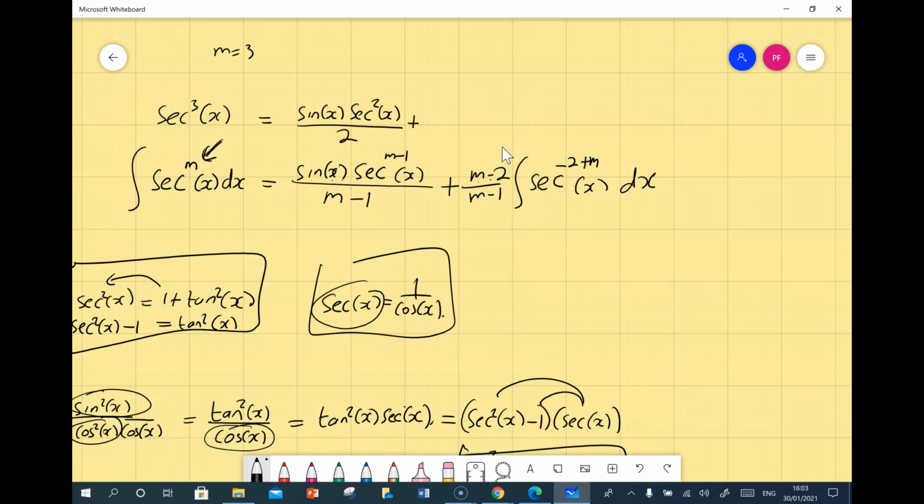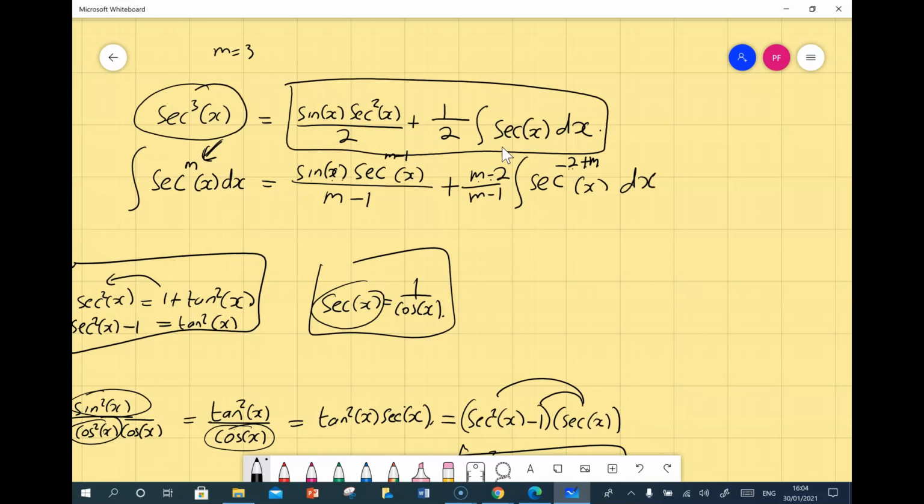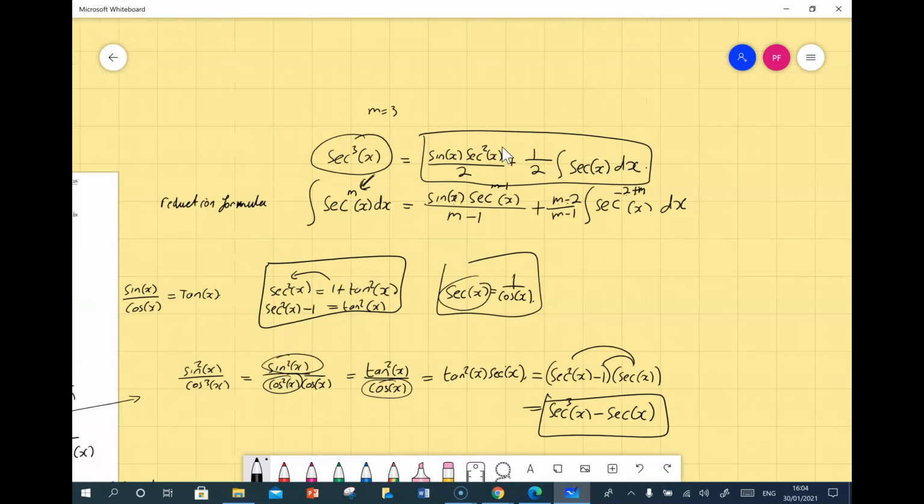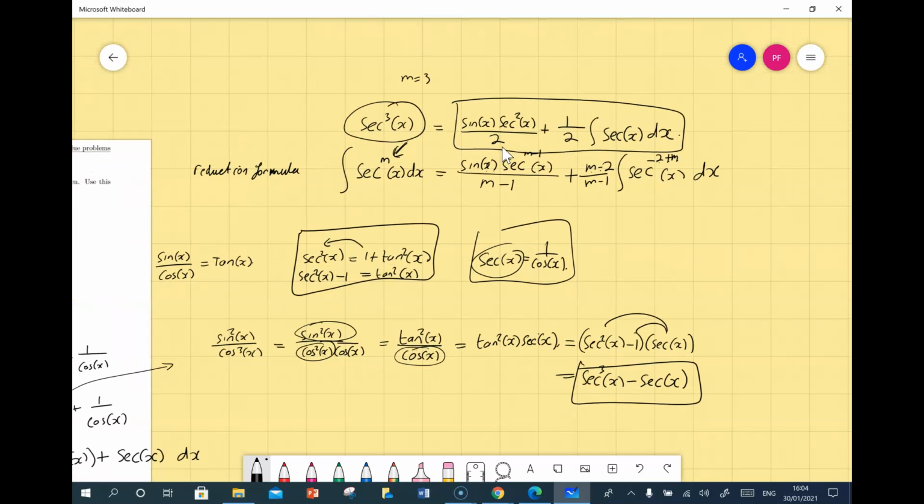Plus m minus 2, so 3 minus 2 is 1, over m minus 1, 3 minus 1 is 2. Now, I have the integral then of sec of minus 2 plus m. So minus 2 plus 3 is 1. So sec to the power of 1 x, or just sec x, which is nice, dx. So integrating sec cubed of x turns into this expression here. That's called my reduction formula. You have one for tan and cos and sine and all of that as well.